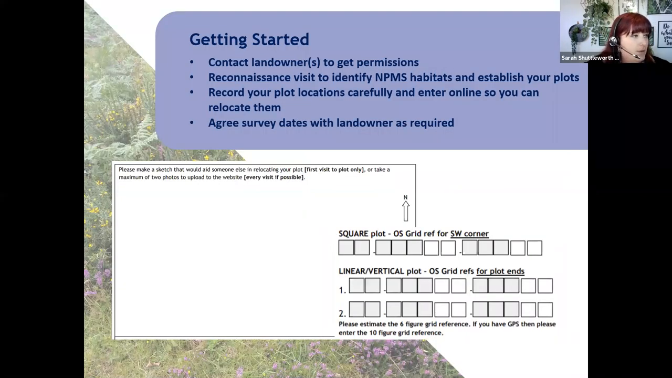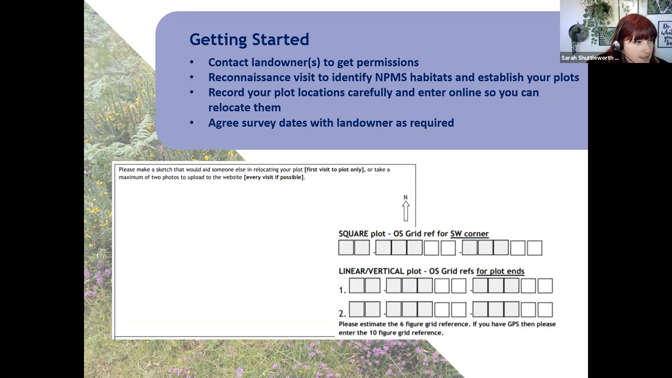So just to recap, you've done your square recce, you have your landowner permissions for the areas that you need it, and you've chosen which plots to use, and you have successfully located your chosen plot location, set them up and recorded your GPS for each of them. And you've got a sketch map and a photo for each plot.